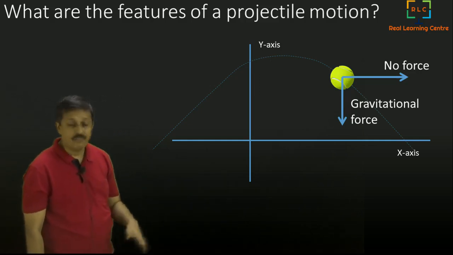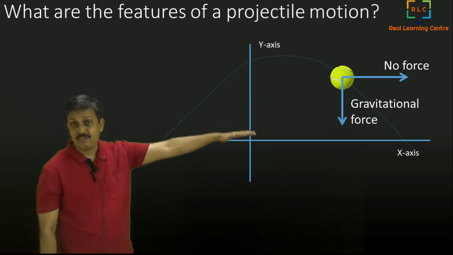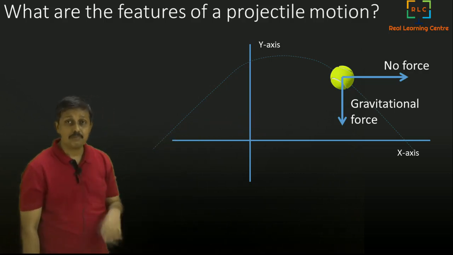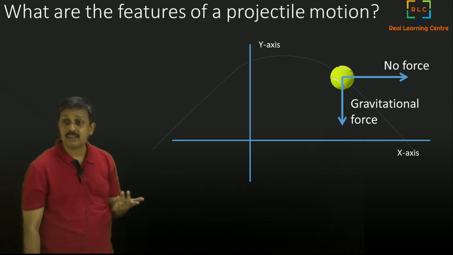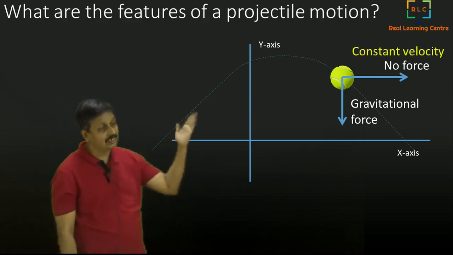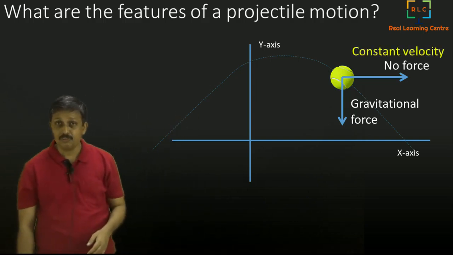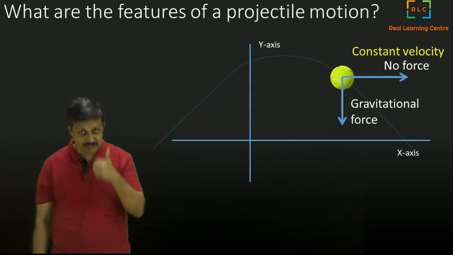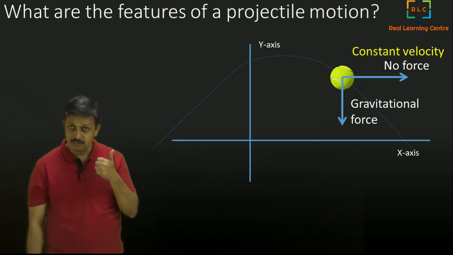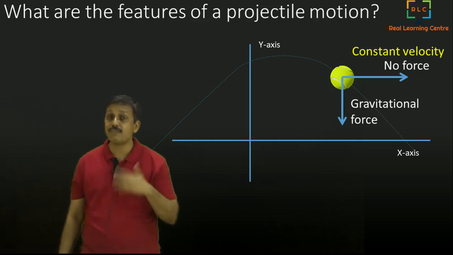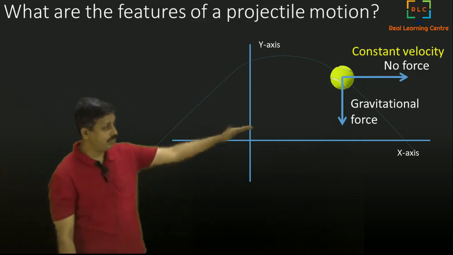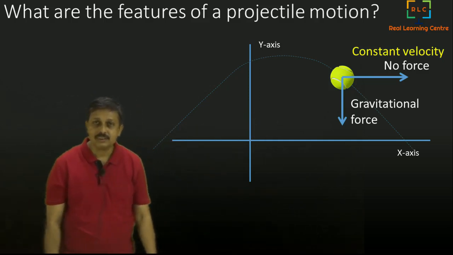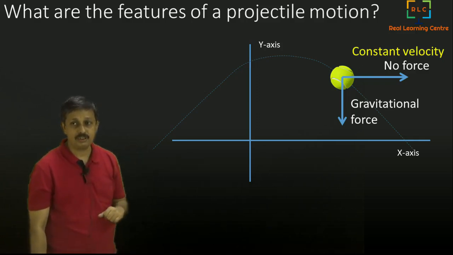Now, wherever there is no force on the horizontal side, we know from Newton's laws of motion that it is constant velocity. So no force, constant velocity. Which law of motion is that? The first law. When there is no external force, a body continues its state of rest or of uniform motion. The uniform motion, that is constant velocity. That is basically the first law of Newton.